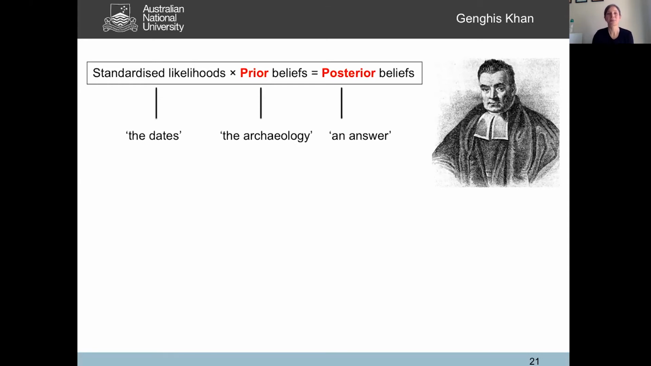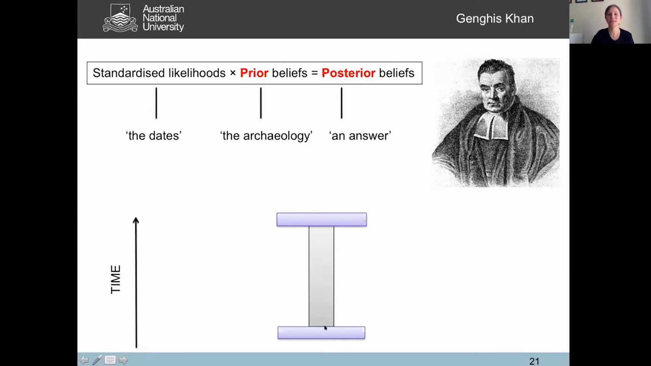to get an answer? So what we can say is we combine the standardized likelihood, which is our radiocarbon dates, with our prior beliefs, so that's your archaeology, so we'll go into that in a minute, to get your posterior, or your answer. So what we can think of in this case study that I'm going to give you, which is quite a simple one, is that the site starts, and then it continues. So this is where our radiocarbon dates are going to go, and then it will end. So we have a start date, the continuation of it, and then the end date.